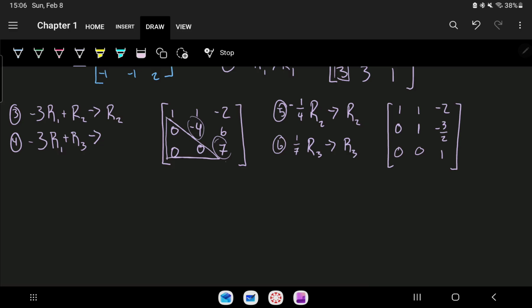Nevertheless, the problem asked us to carry it all the way. So where do we go from here? Up to now, we have been working from the top down to clear out everything below, right? Now we need to do what's called a back substitution. We're going to start at the bottom and then work our way up to clear everything else out.